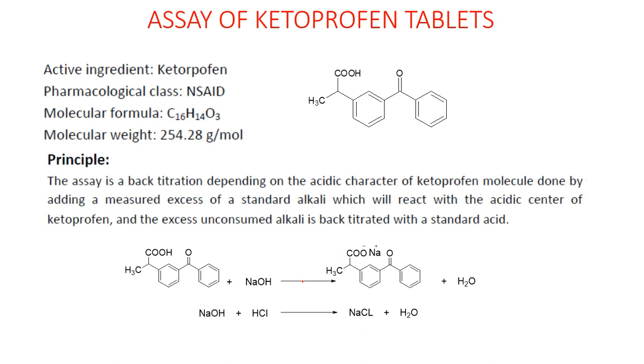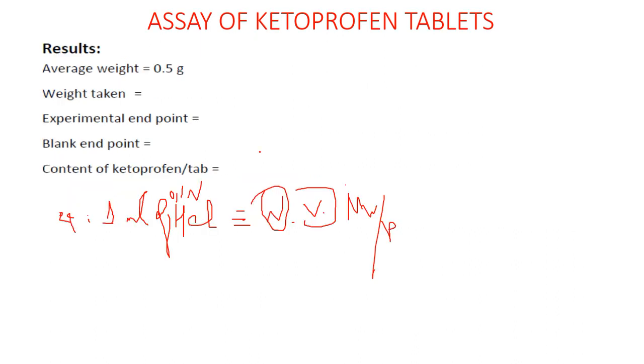Look carefully: 1 molecule of drug reacts with 1 molecule of sodium hydroxide to give what? The product. And at the same time 1 molecule of sodium hydroxide reacts with what? 1 molecule of hydrochloric acid. So you are going to calculate the equivalent, and the unit for the equivalent is usually gram.